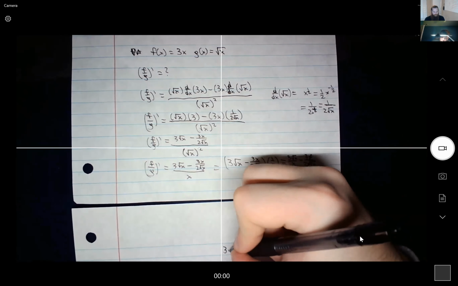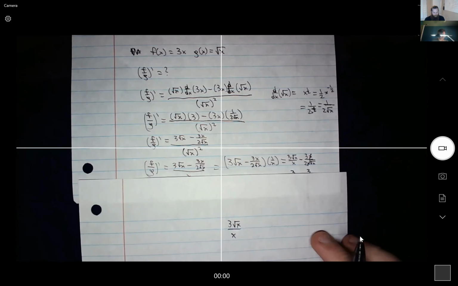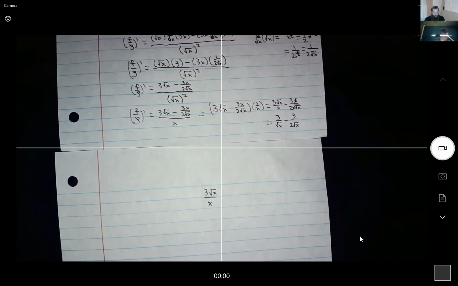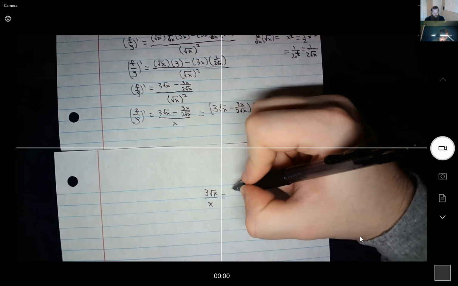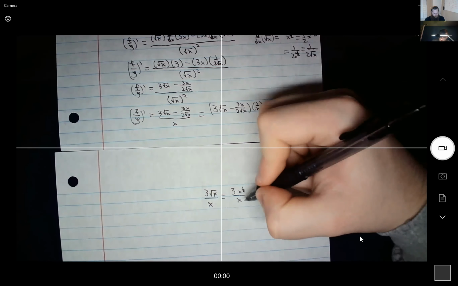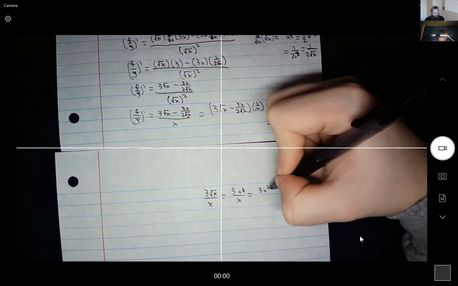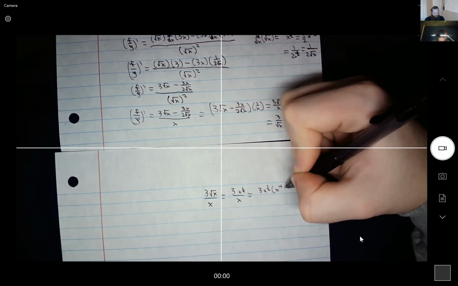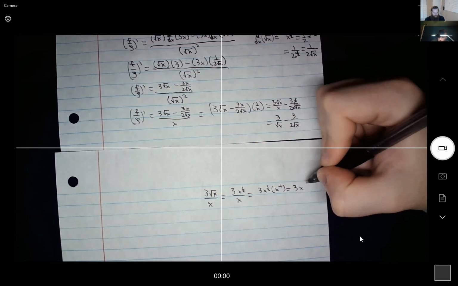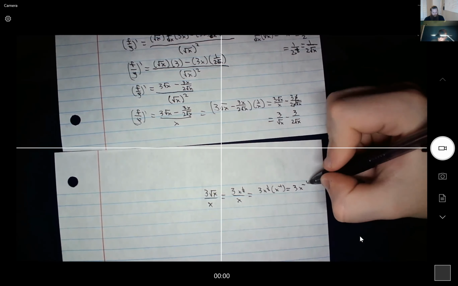So 3 root x over x is going to, move that up so that's still there, root x over x. So 3 times x to the 1/2 over x. You can bring this x up, and that would equal 3 times x to the 1/2 times x to the -1. When you combine those, it would be 3 times x. You would combine these two, it would be 1/2 minus 1, which is -1/2.